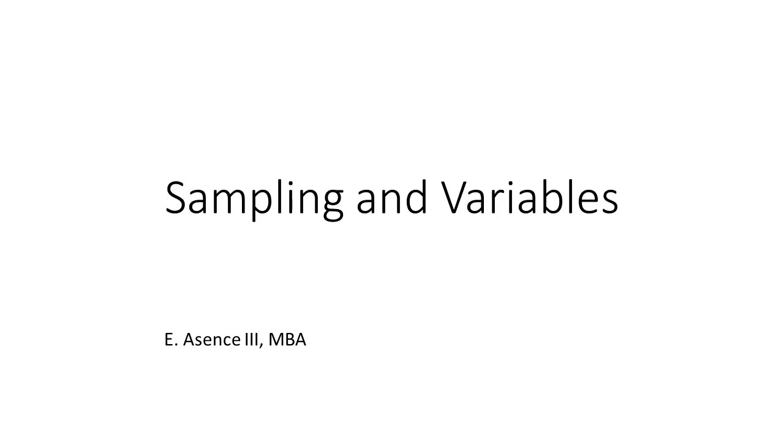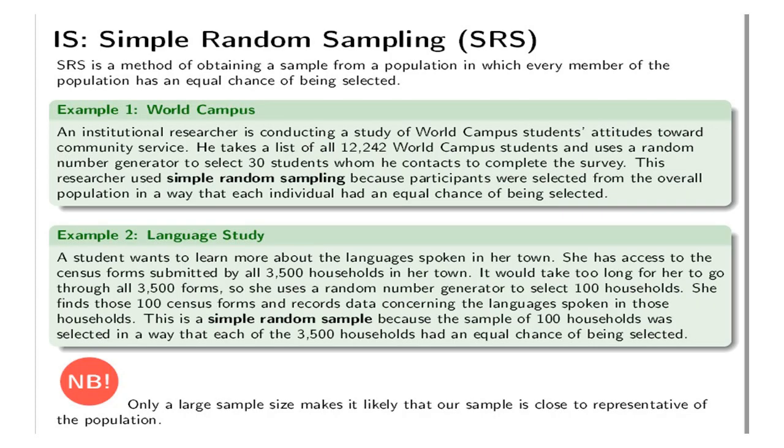So let's begin. The first sampling technique or method is what we call simple random sampling, or SRS. So this is a method in which we obtain a sample from a population where every member of the population has an equal chance of being selected. Let's have the first example.